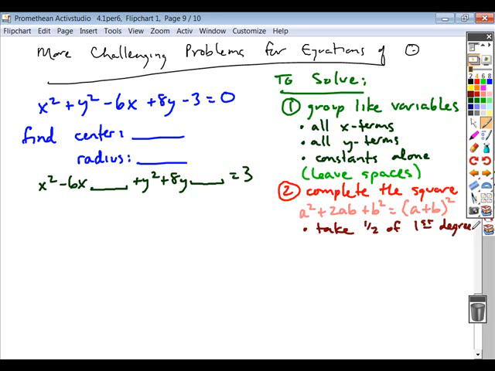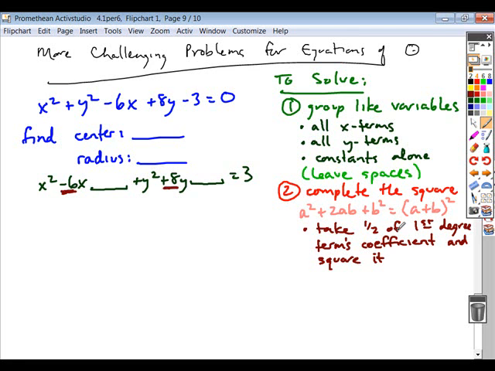You're going to take 1/2 of your first degree term's coefficient, and you're going to square it. Our first degree term simply means the term that has a variable power of 1. So here's a first degree term, and here's a first degree term. And we're just looking at their coefficients. The coefficient of the first degree x is -6. The coefficient of the first degree y is +8.